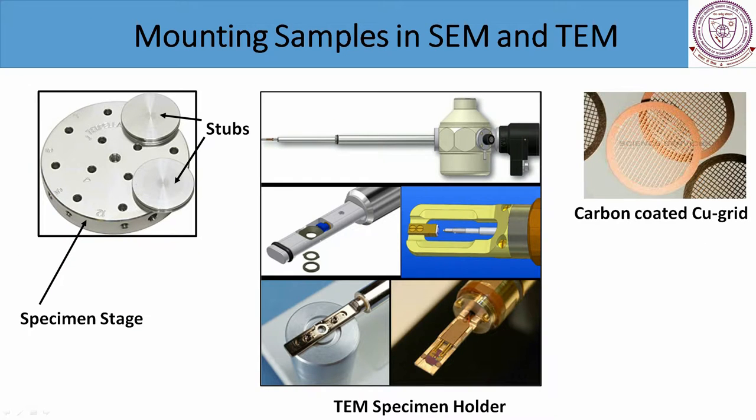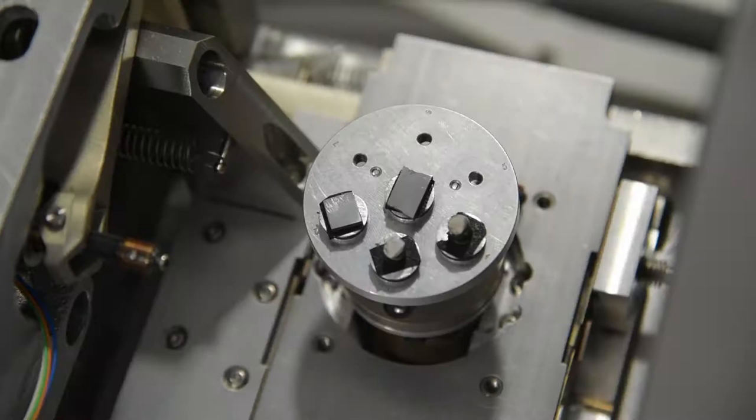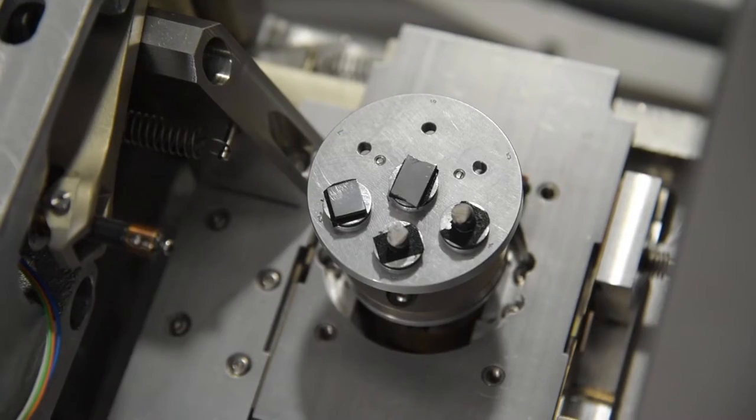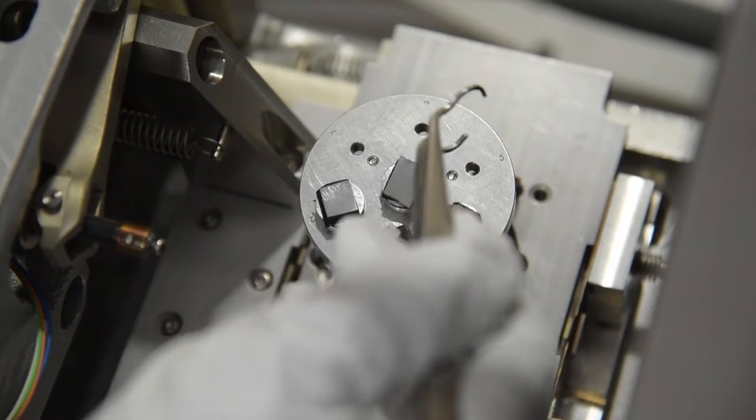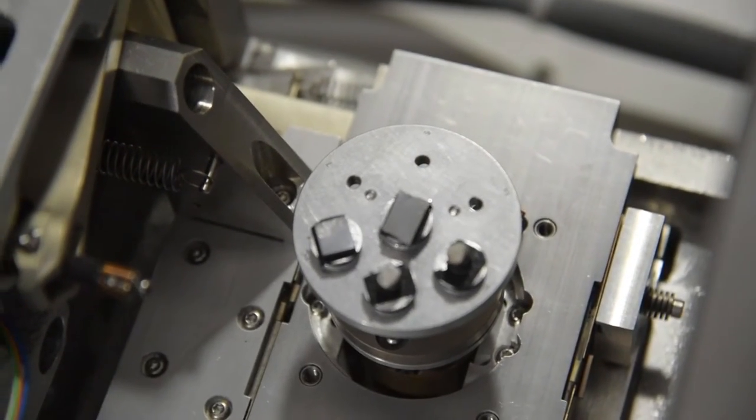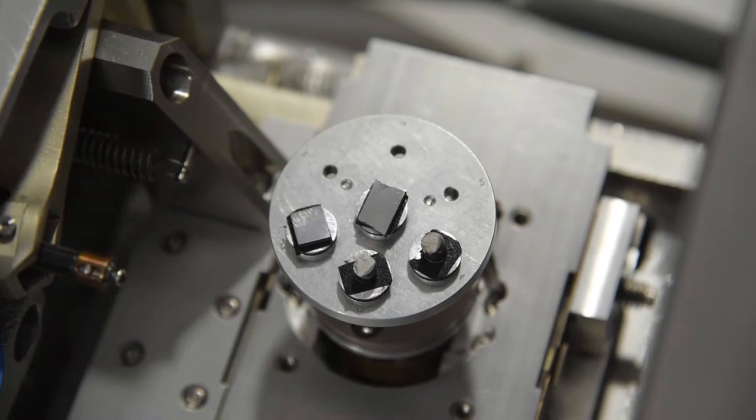Now the next one is the most important. This we shall be coming to again and again. So this is how the specimen stage looks. This is known as the stub. Over a carbon tape, you will be able to place your specimen. This we will be showing as the configuration of our sample holder and the specimen stage we have in our Quanta SEM.